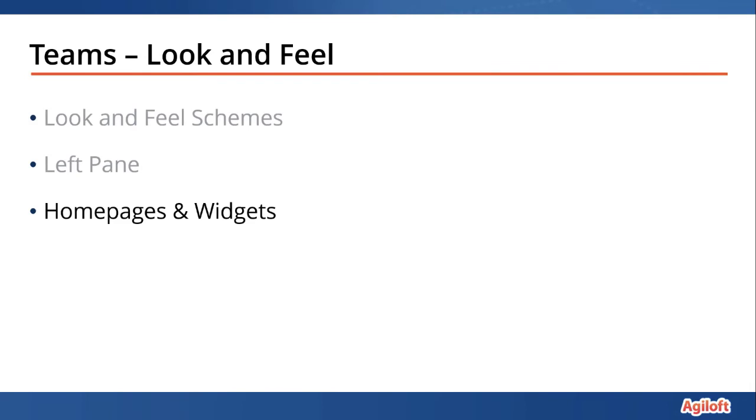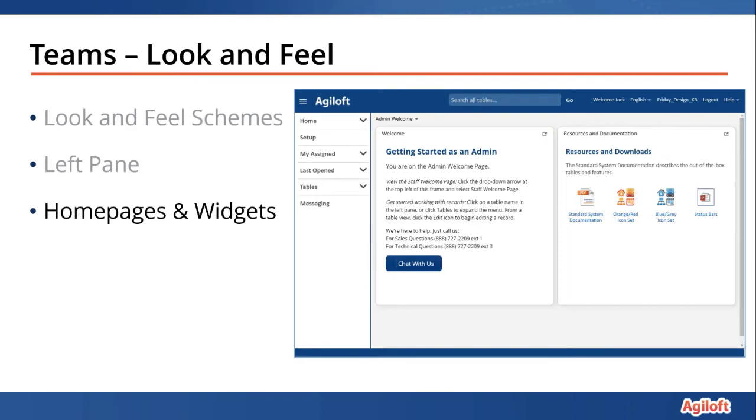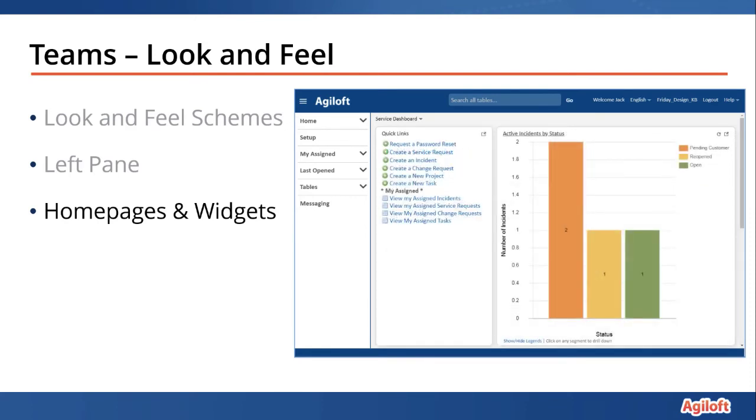Home pages are also assigned based on team, so a user's team determines which home page they see upon logging in, and also which home pages they can navigate to from there. Home pages determine which widgets a user can see, which can give them access to charts, reports, tables, and key links, all from their home page as soon as they log in.